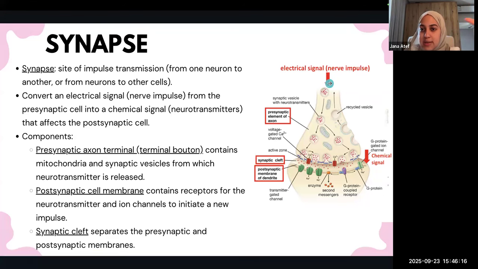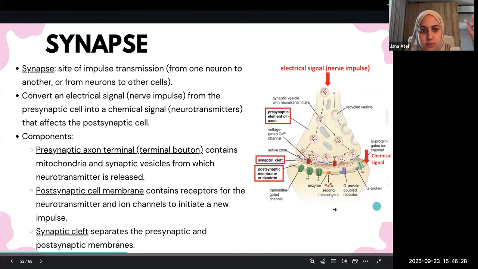Again, very easy. The presynaptic is the terminal bouton of an axon. The postsynaptic is whatever cell it is, whether it's a muscle or a dendrite. It has the channels and receptors. Easy. We'll move on.